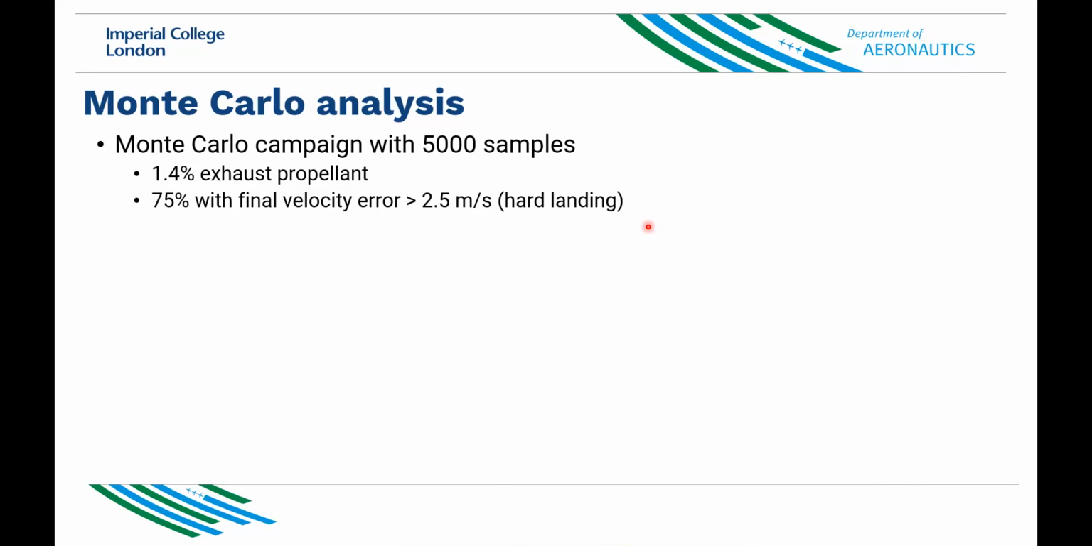We use these uncertainties in a Monte Carlo campaign with 5,000 samples, of which almost 1.4% exhaust the propellant, and 75% land with a final velocity error greater than 2.5 meters per second, and this essentially means that we had a hard landing and a failure. And this just gives us an idea of the kind of uncertainties that we can deal with during EDL.